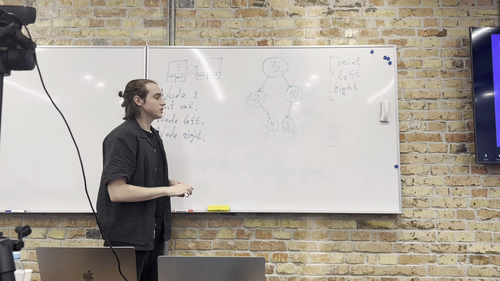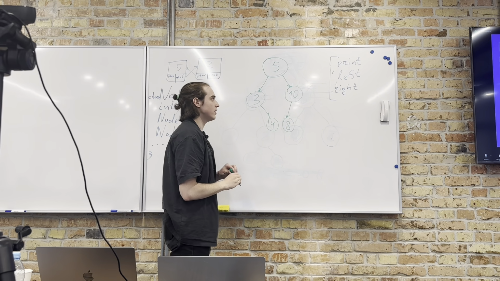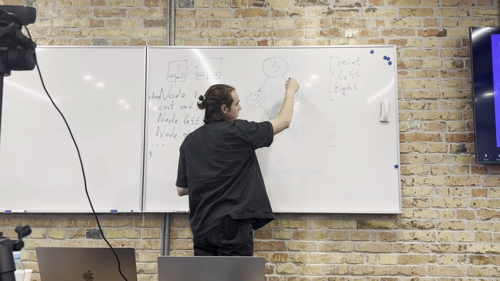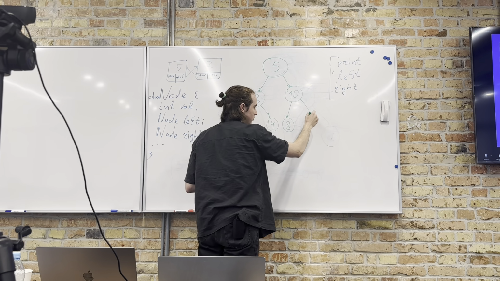For example, if we want to add 12, we check: 12 is bigger than 5, 12 is bigger than 10, so 12 will be here.